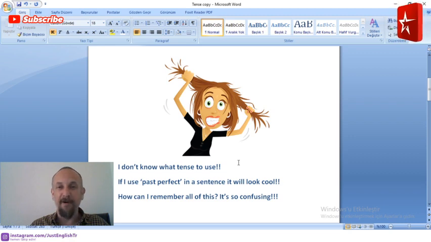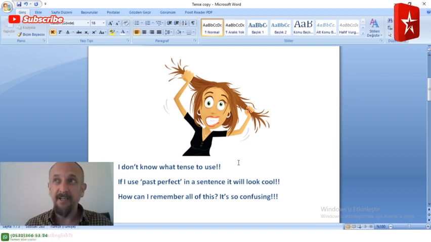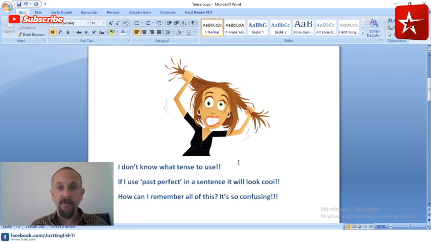Another thing is, like, this past perfect or present perfect or future perfect simple or future perfect continuous. If I use this in a sentence, it will look cool. It doesn't look cool. It can look correct if it's used correctly, but you can't just use past perfect because you think it looks cool, because you think it's going to get you more points, because you think it's a difficult tense to use. We don't really have that logic in language. Not just the English language, we don't have that logic in the Turkish language either. The tenses that we use in Turkish are determined by a number of things or a number of reasons, which we'll come to very shortly.